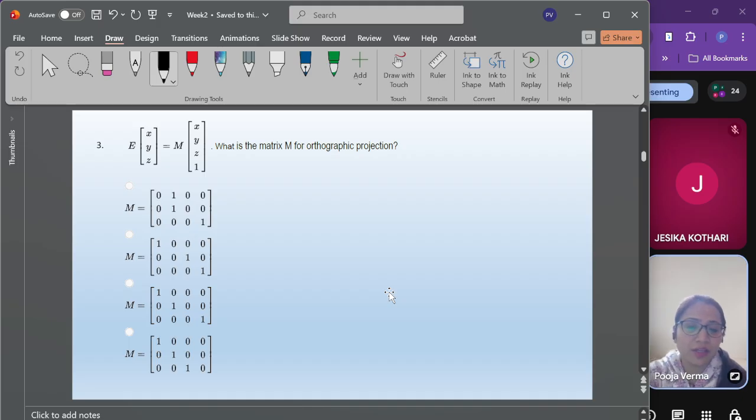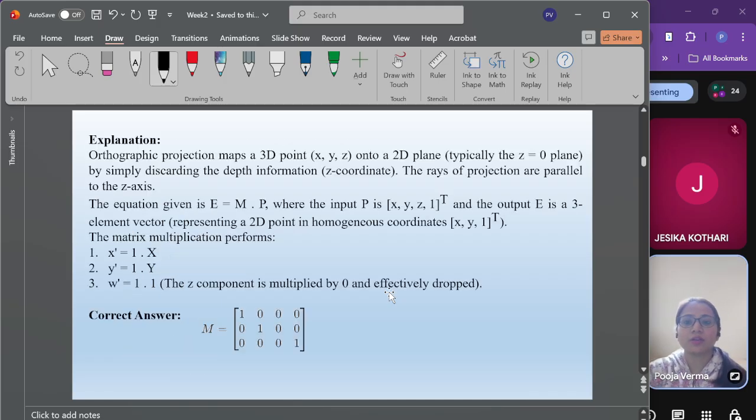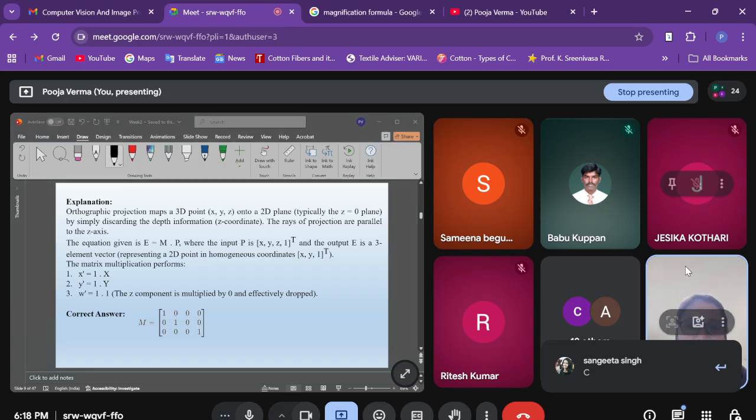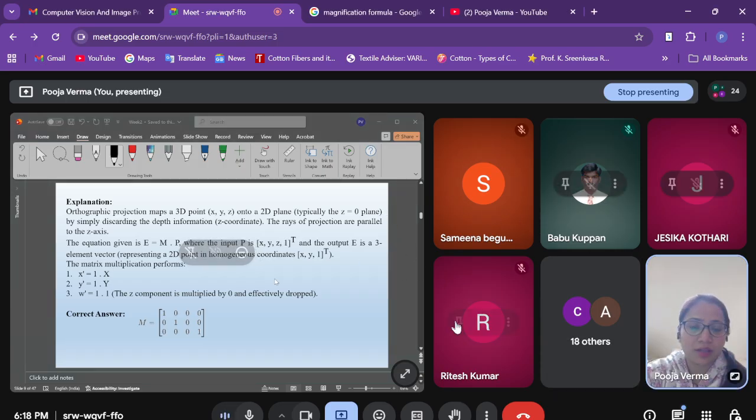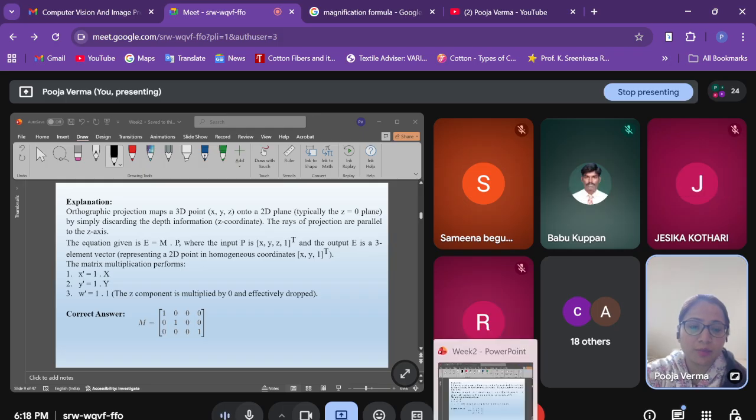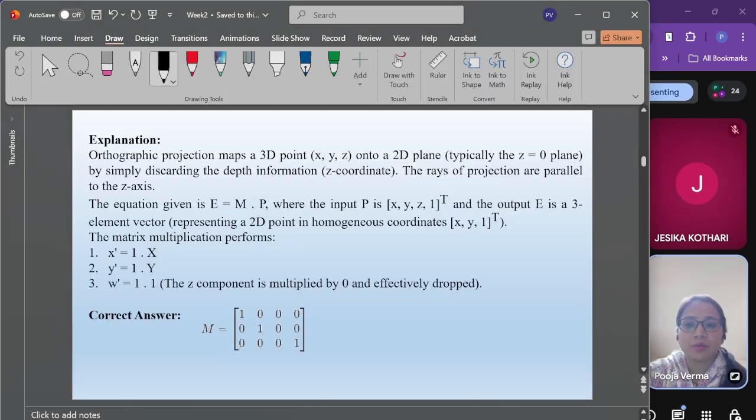Anyone else? Which option can be a correct one? Okay, so let's see the solution. So the orthographic projection maps a 3D point, that is x, y, z, onto a 2D plane, where typically the z plane is 0, by simply discarding the depth information, that is the z coordinate, and the rays of the projection are parallel to the z axis.